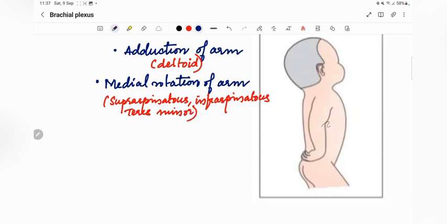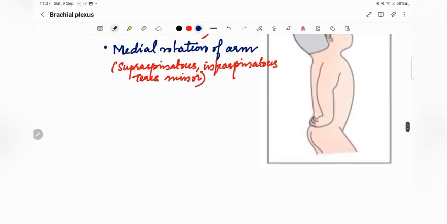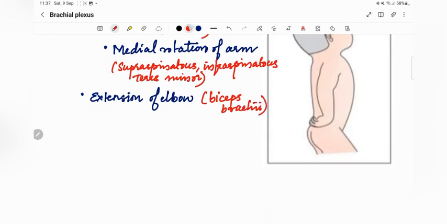Next, the elbow here is extended. So there will be extension of the elbow, which occurs due to the paralysis of biceps brachii. Next, we can see that the forearm is pronated, and this also occurs due to the paralysis of biceps brachii.